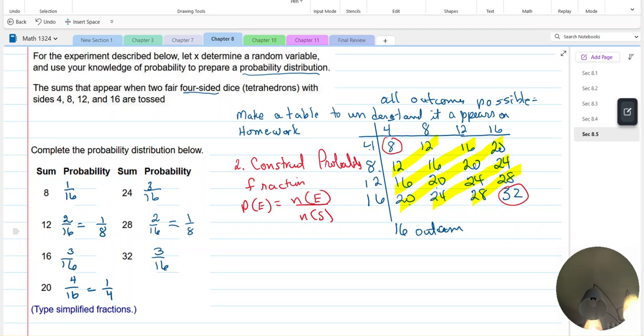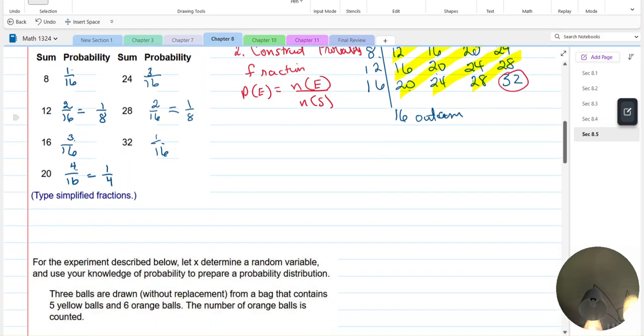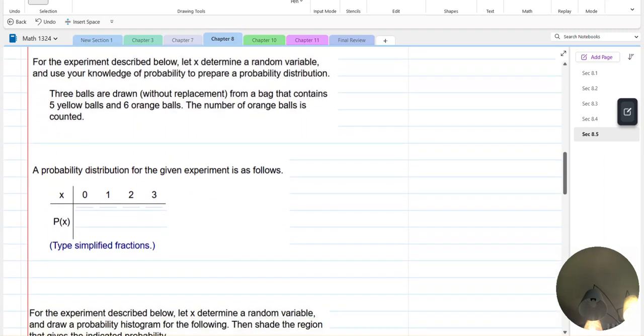All right. So we notice that if we add up all the numerators, 1, 3, 6, 10, 13, 15, 16. Oh, and that should be a 1. So I get 16 out of 16. So this is what you need to know for that first problem. Here's our next one.